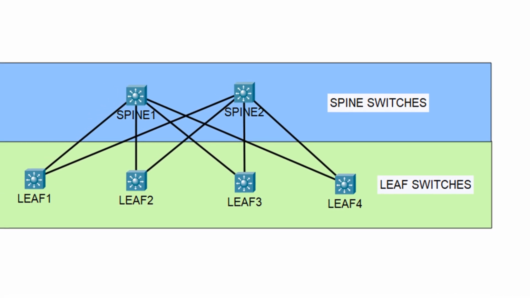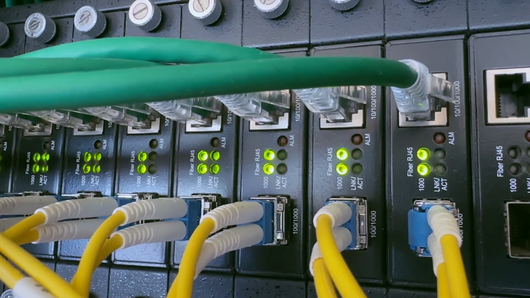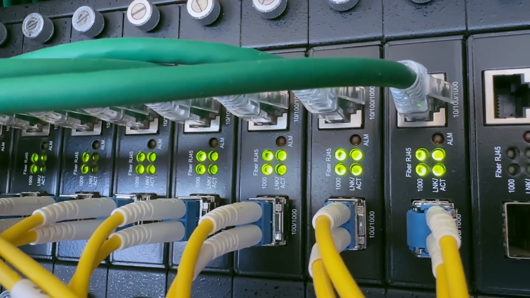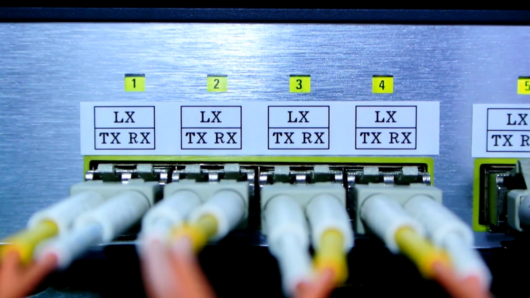Think of these leaf switches as the access points into the network fabric, and the spine layer, which consists of high-speed, high-capacity switches that interconnect all of the leaf switches. Every leaf switch connects to every spine switch, creating a full mesh between the layers. This design ensures that any server or device connected to one leaf switch can communicate with any other device across the fabric in exactly the same number of hops. That means predictable latency and consistent performance, no matter where workloads are located in the data center.